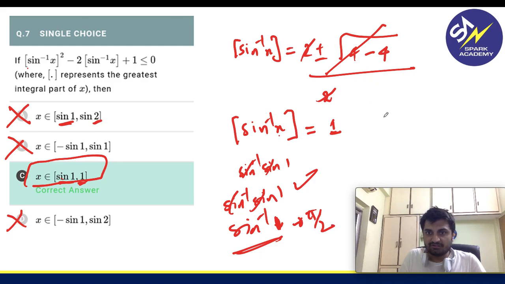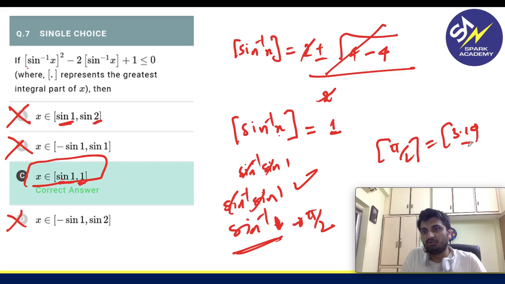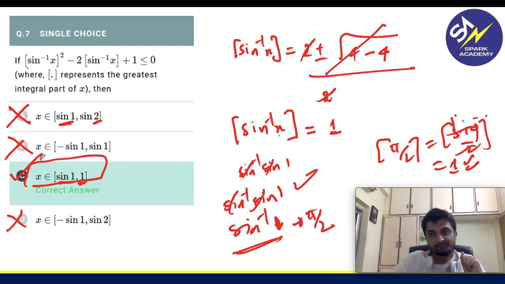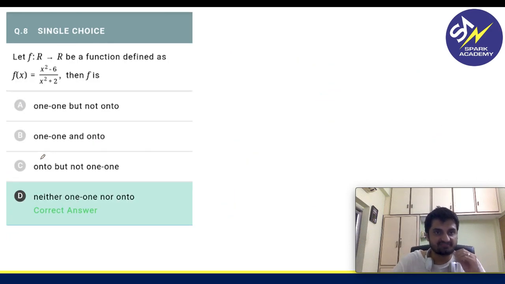Correct? So you will get step of pi by 2. Pi is what? 3.14 by 2. So this is 1 point something. Step of 1 point something is 1 only. So C option will give us the correct answer and solution here. So this is how you do the 7th question, which is again a round 1 question.